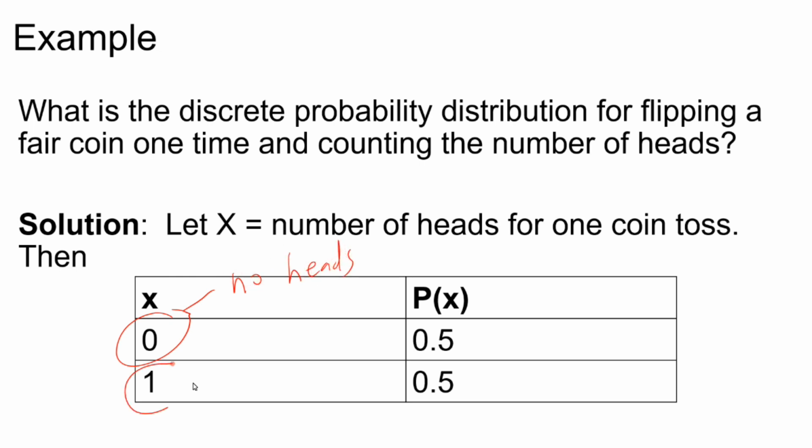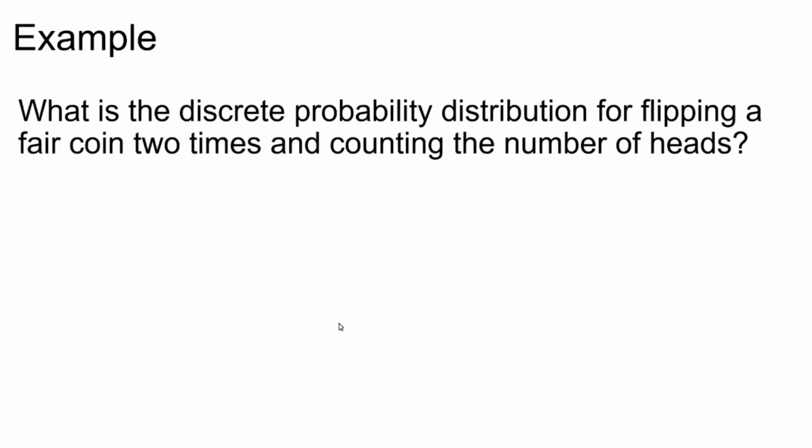That's no heads. That's 1 head or 1 heads. Each has probability of 0.5, and notice again that our rules for probability distributions are satisfied. What about if we flipped 2 heads? What if we flipped 2 heads?